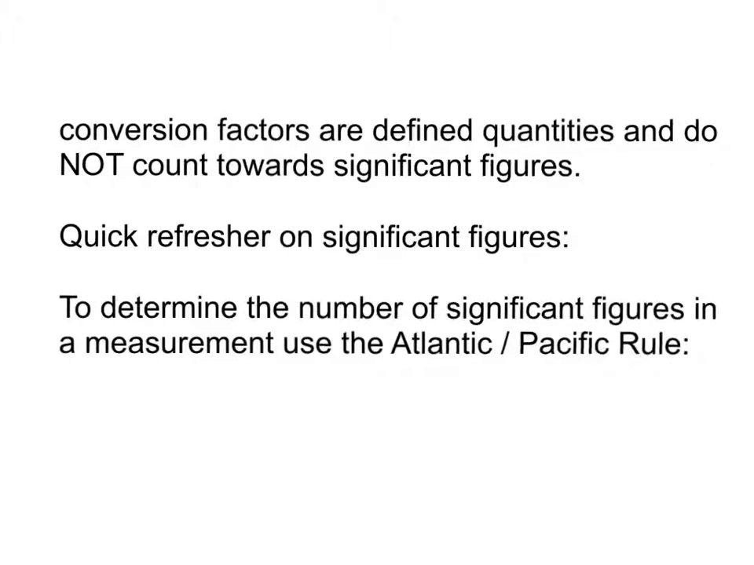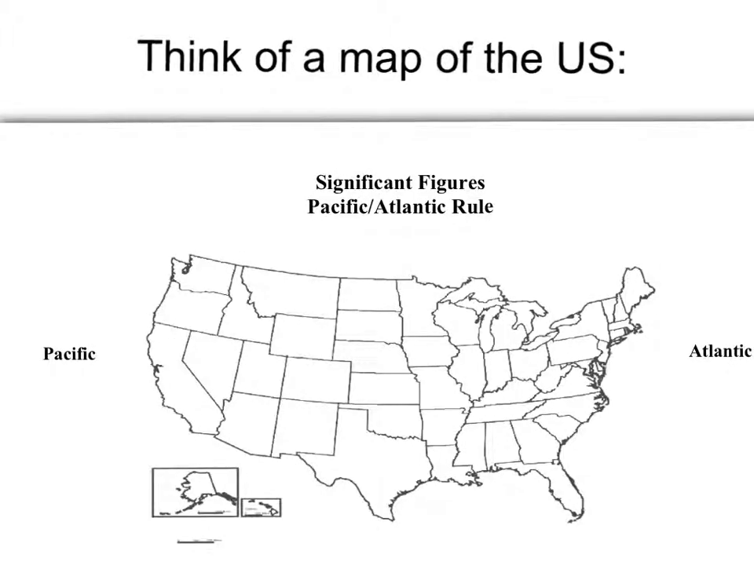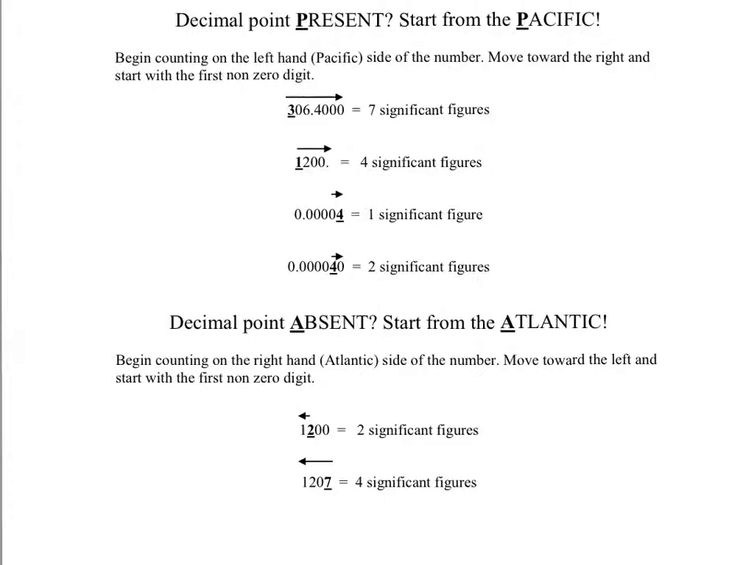Probably the easiest way to recall this is the Atlantic-Pacific rule. If you think of a map of the United States, over on the west coast you have the Pacific Ocean, and over on the east coast you have the Atlantic Ocean. So as long as you know some basic geography, here we are, Omaha, you remember the Pacific is on the left, Atlantic on the right. If the decimal point is present, start at the Pacific. Present, Pacific, both start with P.